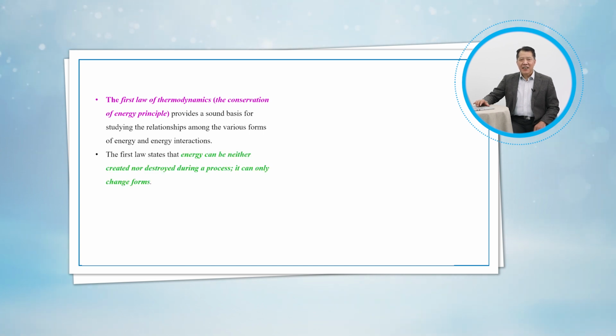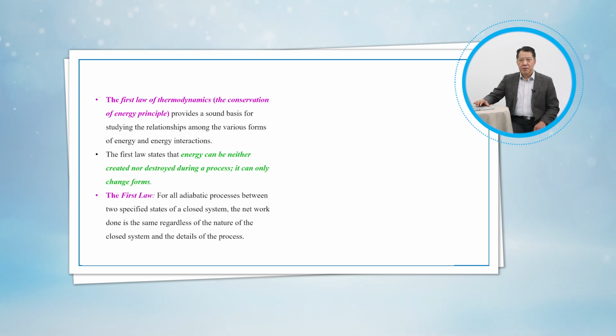Based on experimental observations, the first law of thermodynamics states that energy can be neither created nor destroyed during a process. It can only change forms. Therefore, every bit of energy should be accounted for during a process.